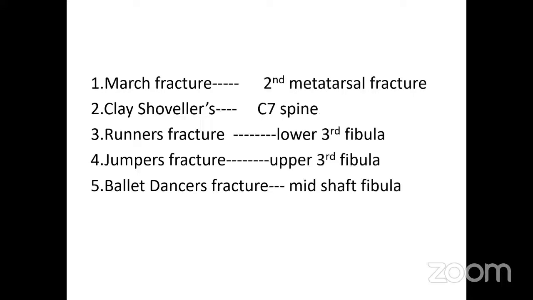So what is a stress fracture? A stress fracture is a fracture occurring from repetitive microtrauma. Remember, repetitive microtrauma occurring to a normal bone is called a stress fracture. In vitamin D deficiency and all, we get insufficiency fracture. Why? Because the bone is not normal. So March fracture is second metatarsal neck, and clay shoveler's is avulsion of the spinous process of C7, and runner's is lower third of fibula. Jumper's fracture is upper third of fibula, and ballet dancer's is mid shaft fibula.